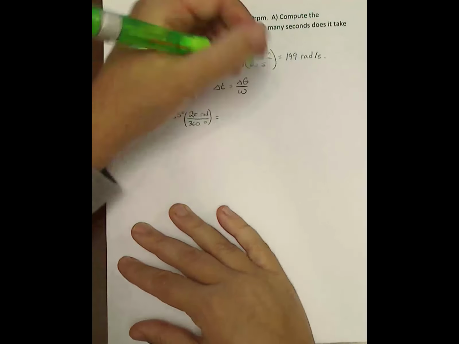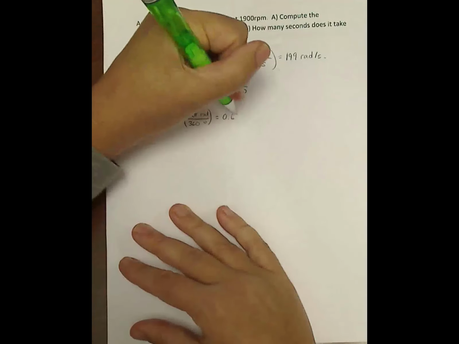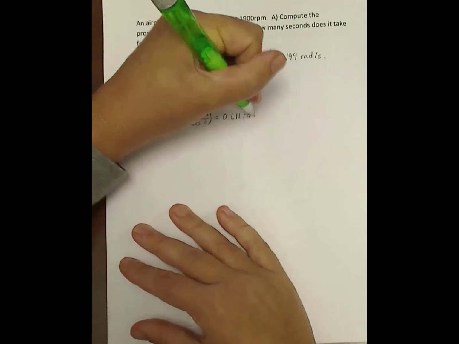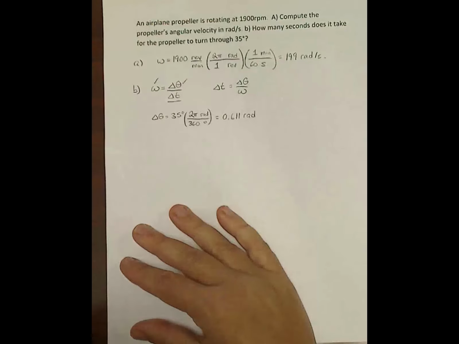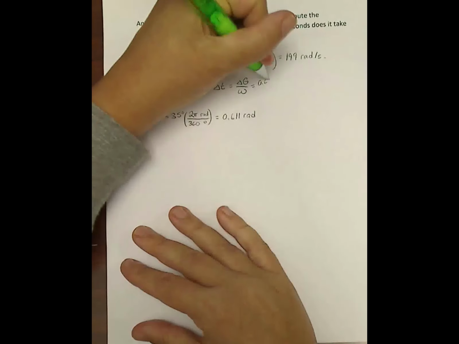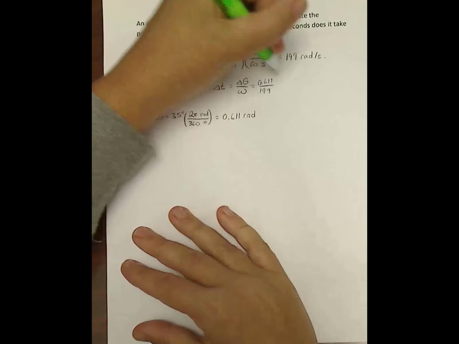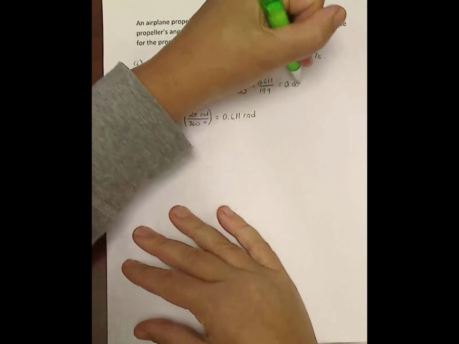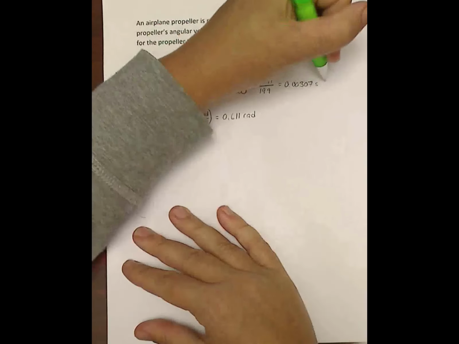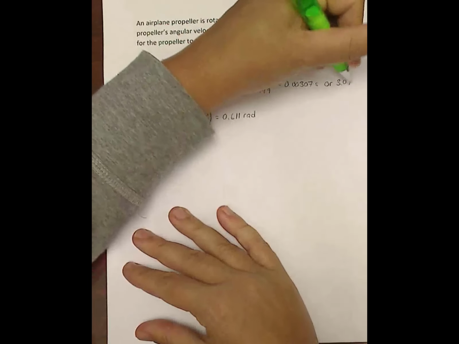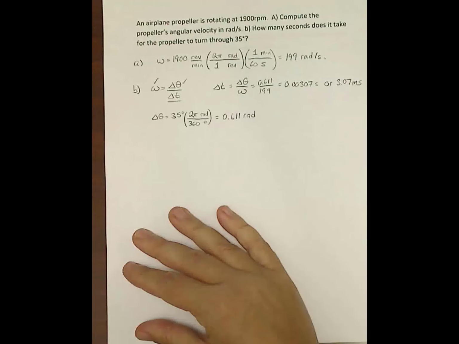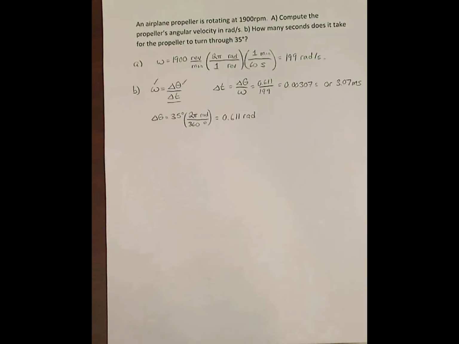And if you put that into your calculator, you get 0.611 radians is 35 degrees. So delta t is 0.611 over 199, which is 0.00307 seconds, or 3.07 milliseconds. Okay, so it's a pretty easy question. Typical kind of calculations. Often you'll have to convert revolutions per minute to radians per second and degrees to radians. So make sure you know how to do those kind of conversions.